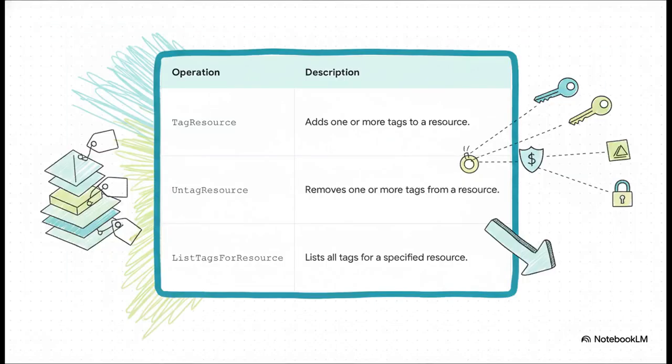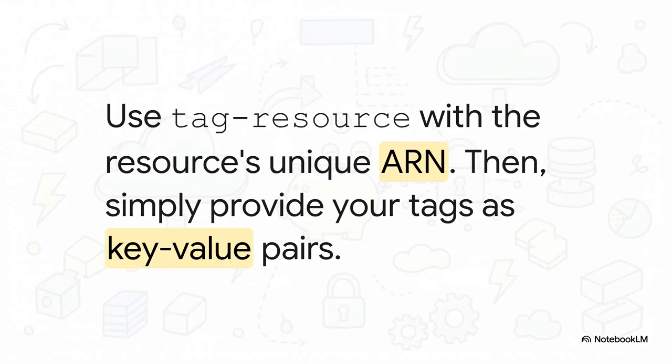And you know what's great? When you go to do this programmatically, it all just boils down to 3 core commands. You've got tag resource for adding tags, untag resource for taking them off, and list tags for resource to see what tags are on a resource. That's it. With just these 3 building blocks, you can script pretty much any kind of tagging automation you can dream of.